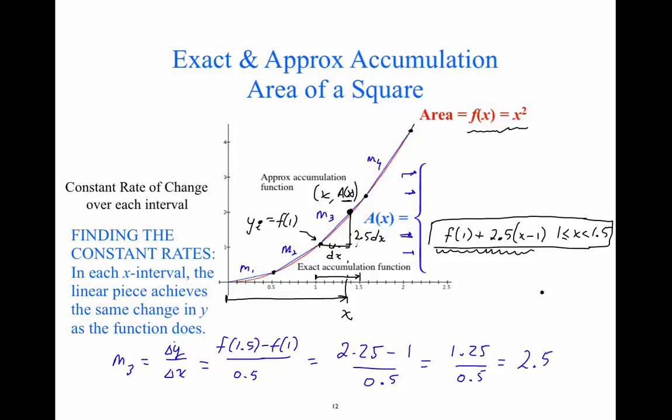Okay, so for homework, you'll finish that function. We want to move on today, but you're going to finish this approximate accumulation function, which will be really easy now, because you're just going to copy and change the numbers. Try to remember, this is how we do a piecewise linear function, one piece at a time.